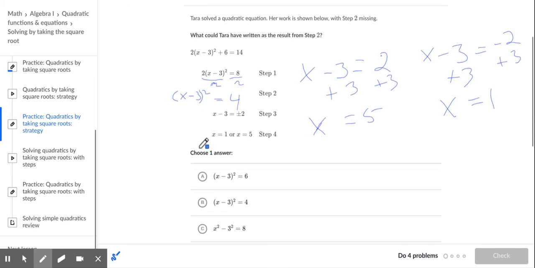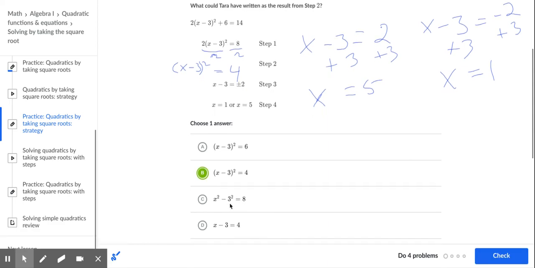But for the sake of the question, we're looking for what goes here. And we think that it is x minus 3 squared equals 4. That would make sense. I needed to divide both sides by 2 so that I could get rid of that square root. So I'm going to go ahead and click on that one.